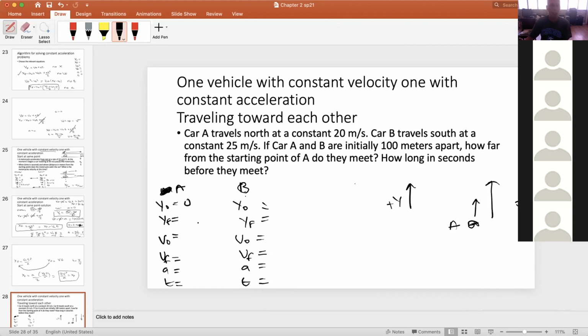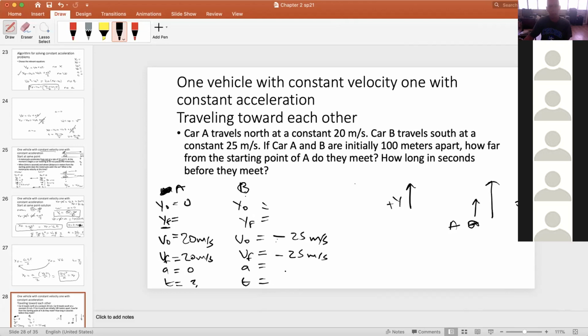So initially, I'm going to say A is at 0. I don't know what y final is. V initial is 20 meters per second. And I know that because it's constant, a is 0, I don't know the time. But B is traveling south at 25. So I'm going to call down negative. So this is negative 25 meters per second.